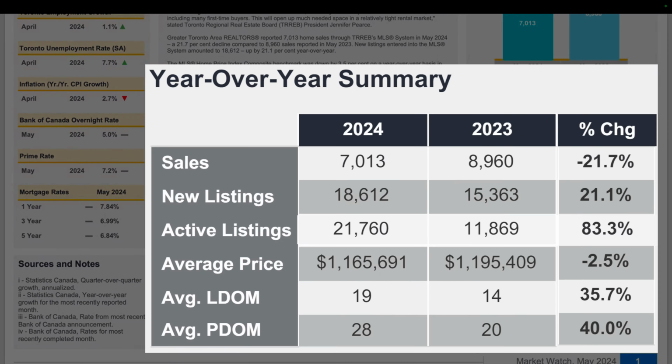In this table, you will see the entire real estate board's sales activity. There were significantly fewer sales in May 2024 compared to May 2023, a drop of 21.7%, and a huge increase in active listings, up 83.3%. However, there's only been a slight drop in average prices of about $30,000 or 2.5%, with higher listed days on market and actual days on market.